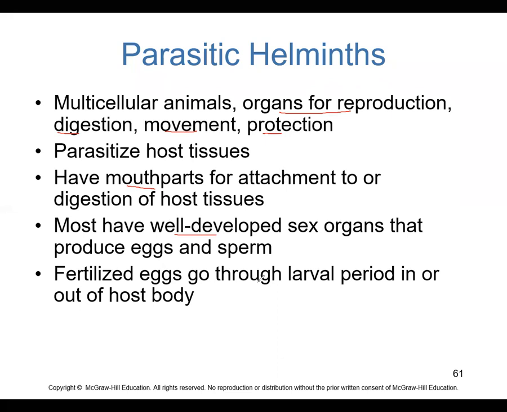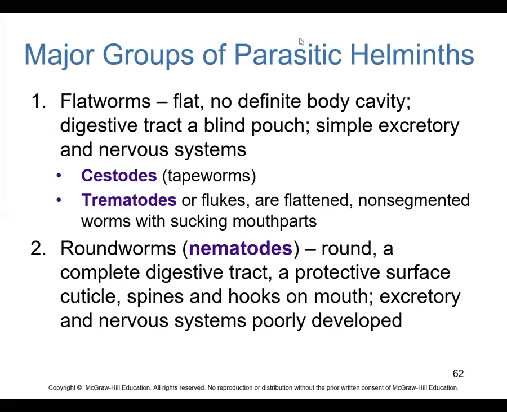They go through a larval period. It could be in or outside of the host, depending upon the species. The flatworms are two different types. So we have flatworms and the roundworms. The flatworms have no definitive body cavity, and they have simple excretory and nervous systems. These get broken down into tapeworms and flukes. Then we have our roundworms, which have a complete digestive tract and a protective surface, but their excretory and nervous systems, again, are poorly developed.